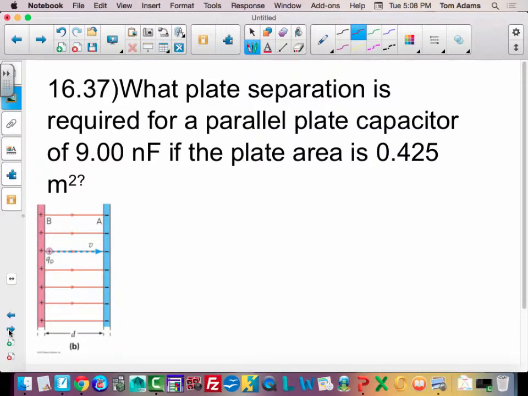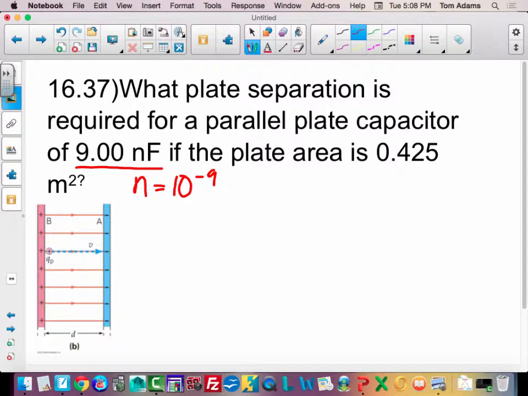So now for problem number 37, it says what plate separation is required for a parallel plate capacitor of 9 nanofarad if the plate area is 0.425 meters cubed, or squared, I'm sorry. Remember that nano really means 10 to the negative 9.